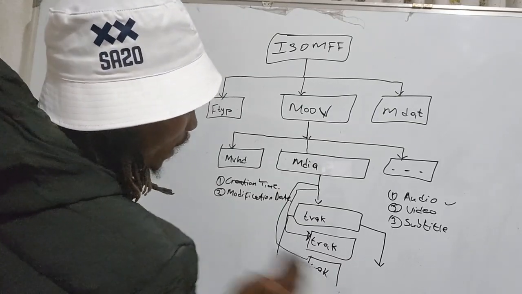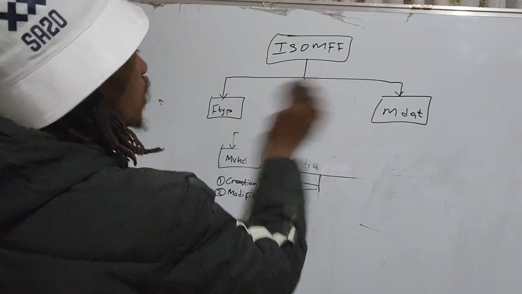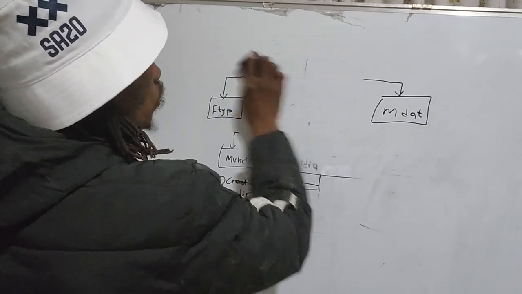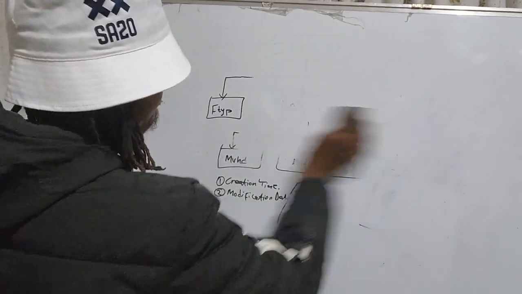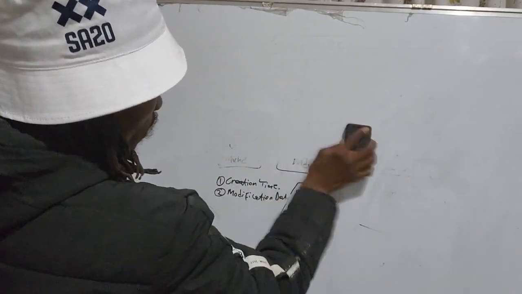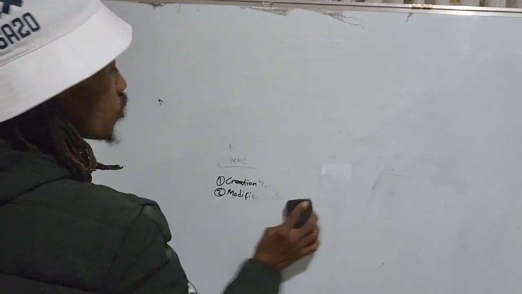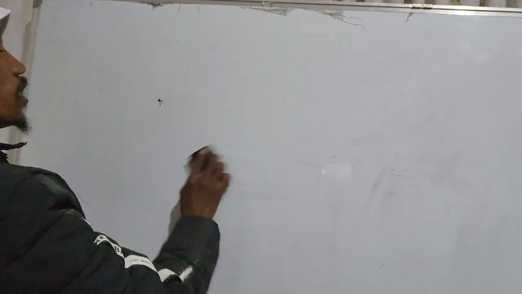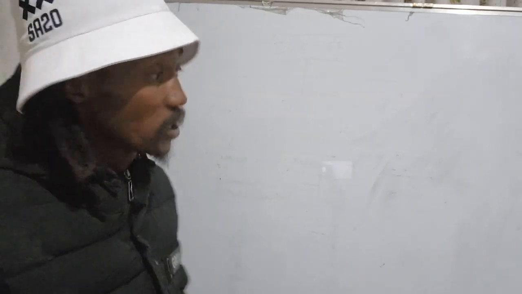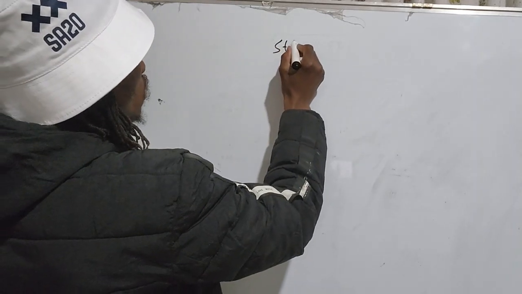Inside track, we are going to get an object called sample table object. And inside the sample table object, we will get a set of tables that contain information that relates to the location of the actual samples within our MP4 file. Does that make sense? So we have the sample table box.